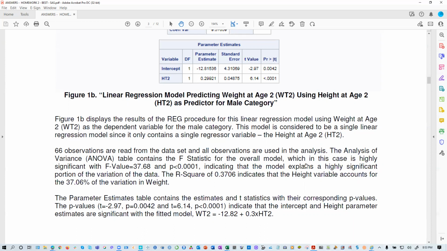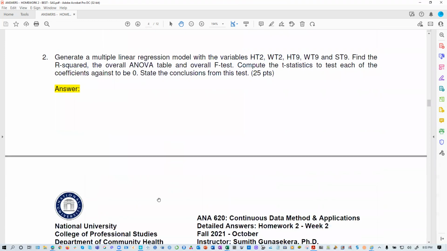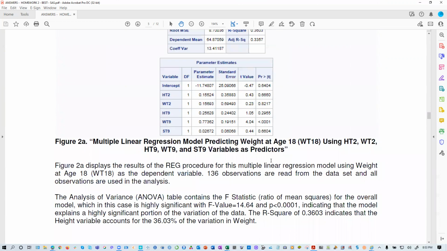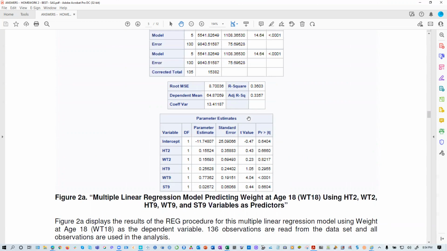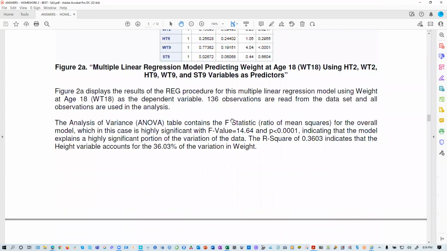There are how many observations? See, and talk about the F statistics, R squared, and based on the T value, we can talk about all this. And the same thing here for the female. See, multiple regression here, and then again you can talk about that concept. But by looking at this figure, it displays the results of the regression procedure for this multiple linear regression model using weight as a dependent variable. 136 observations are read from the data set, and all observations are used in the analysis. See, all being used. These are the number of observations. Everything has been used. You can indicate that and whatever you see on this table.